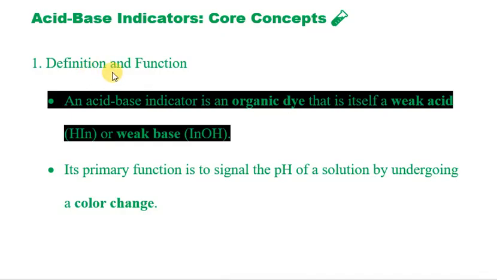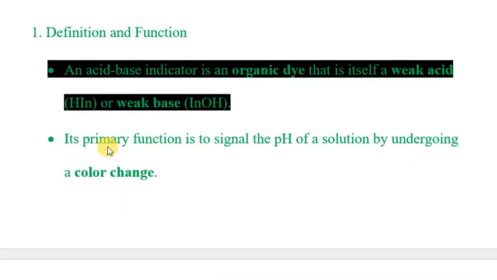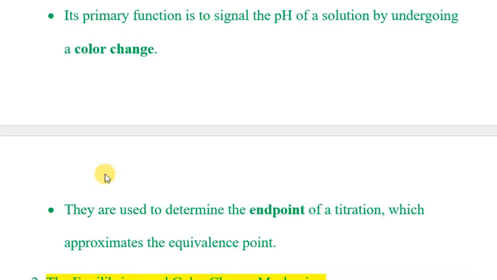Basically, indicators are acidic or basic in nature. In other words, indicators are organic dyes which act as a weak acid or weak base. Their primary function is to signal the pH of the solution by undergoing a color change. In other words, indicators are used to show the completion of a reaction by changing color.